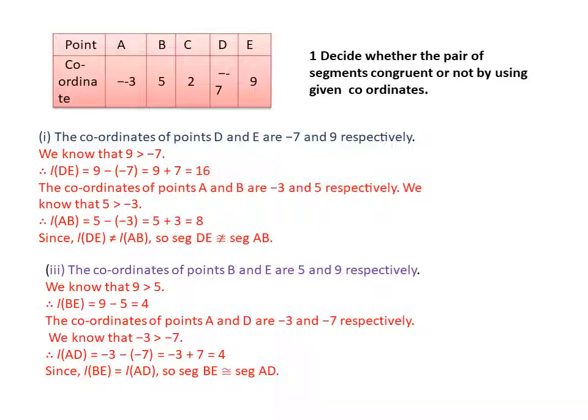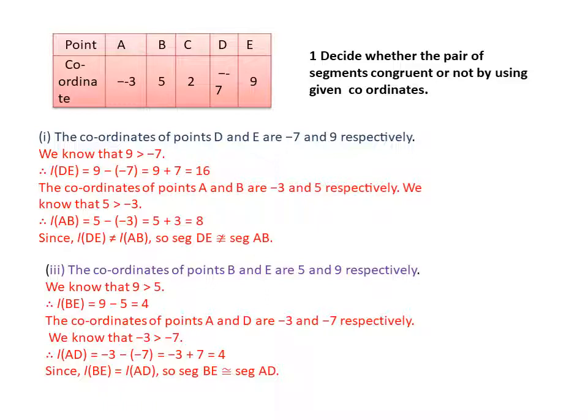Then here, between 9 and -7, which is greater? 9 is greater than -7. Then length DE is equal to 9 minus of -7, which is 9 plus 7 equal to 16. Always remember, we take the bigger coordinate minus the smaller coordinate to get the length of the segment.